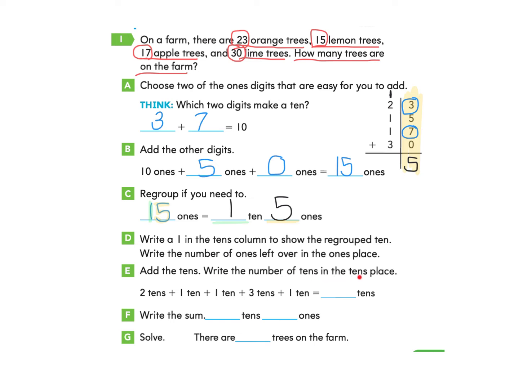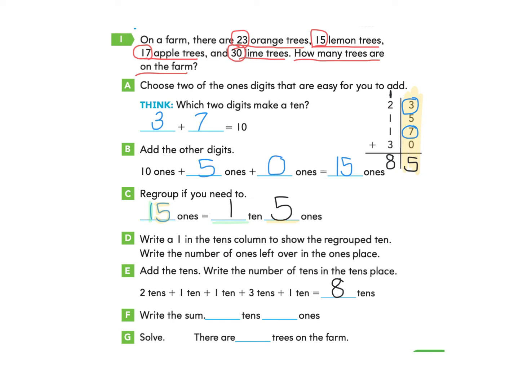Now we're going to follow part E, add the tens. Write the number of tens in the tens place. So here I have 5 numbers in the tens column, and they have written them here. 2 tens, 1 ten, 1 ten, 3 tens, and 1 ten. So I need to add 2 plus 1 plus 1 plus 3 plus 1 to find how many total tens I have. And when I add that all together, I find the number is 8 tens. And I will record that here in the tens column.